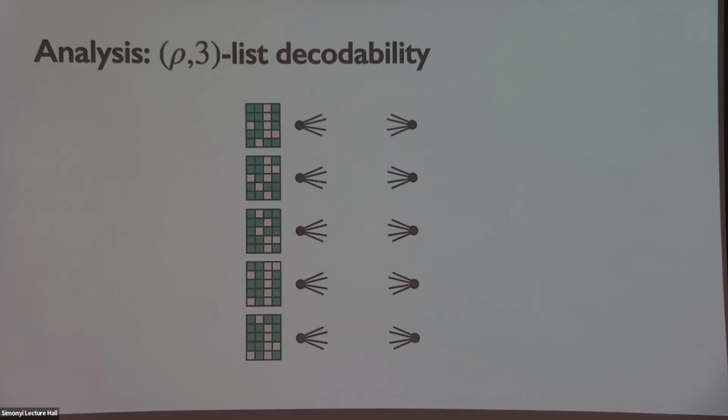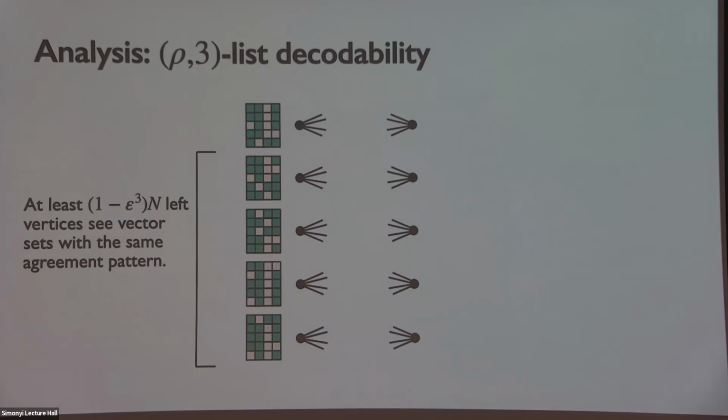And this transporting happens in a very nice way because now I can say that for many left vertices, the vector sets will see the same agreement pattern as on the right-hand side, up to permutations, let's say. Yes, so I'm transporting the badness from the right-hand side to the left-hand side. Now I look at the inner code words.